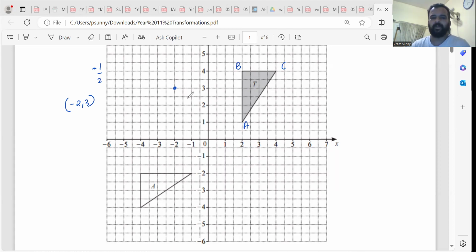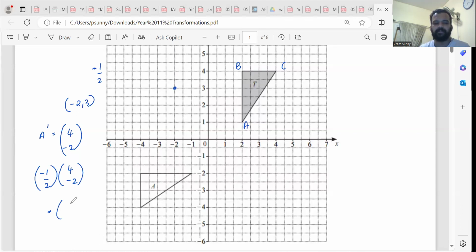Now to get A, I need to move 1, 2, 3, 4 towards the right and 2 down, which means it is 4 and minus 2. Now we need to multiply this with negative half, because the scale factor is negative half. Negative half of 4 is negative 2, and negative half of negative 2 is 1. So minus 2 comma 1. From here, I need to move 2 towards left and then 1 up. This will be my A dash.